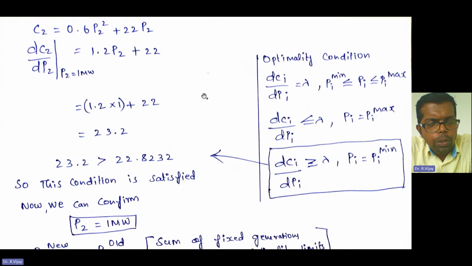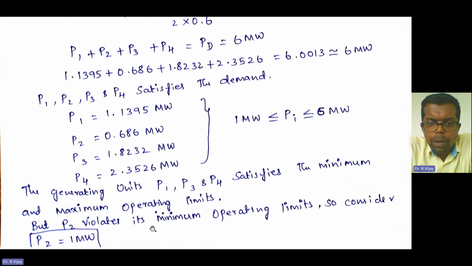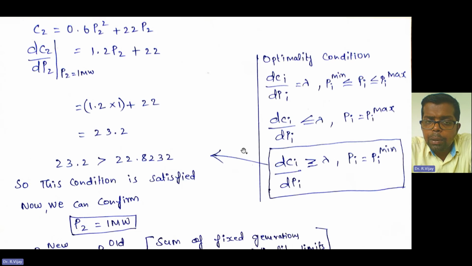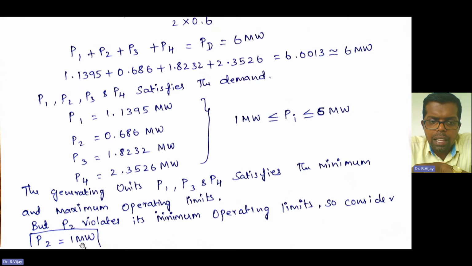Now you need to see which condition it falls under, because here we considered that P2 violates its minimum operating limit. P2 is 0.686 megawatt, so it is violating its minimum operating limit. So we are considering P2 as 1 megawatt. That is the rule, the lambda iteration algorithm rule. So we consider P2 as 1 megawatt, but you need to check. We set the value as 1 megawatt, but we need to check whether P2 is 1 megawatt or not.